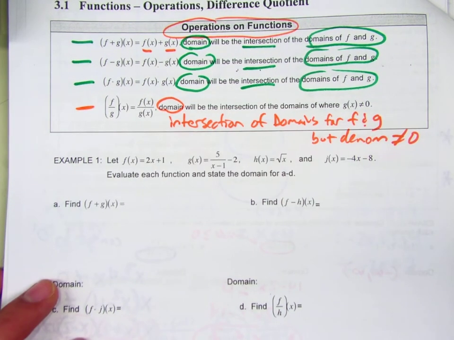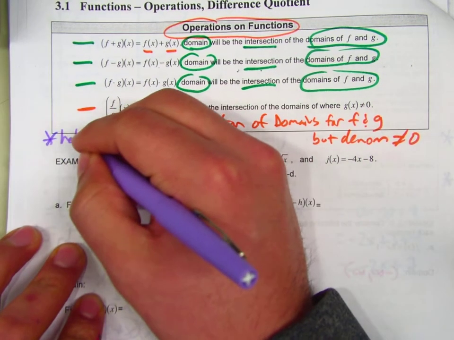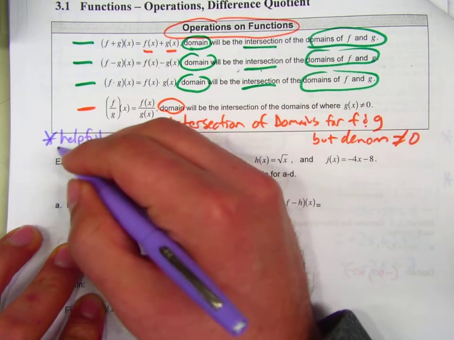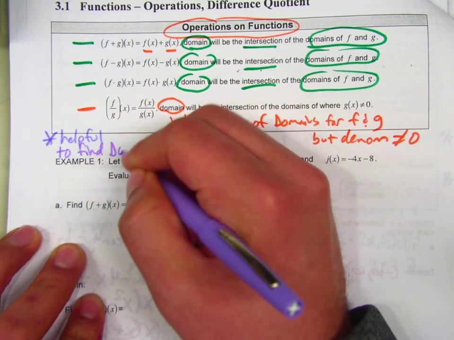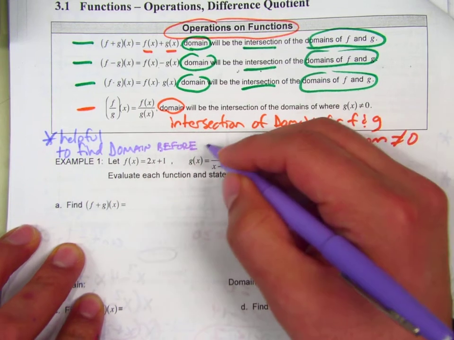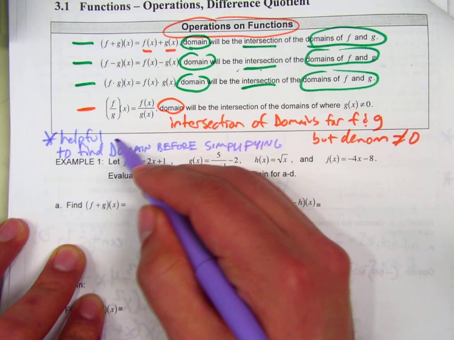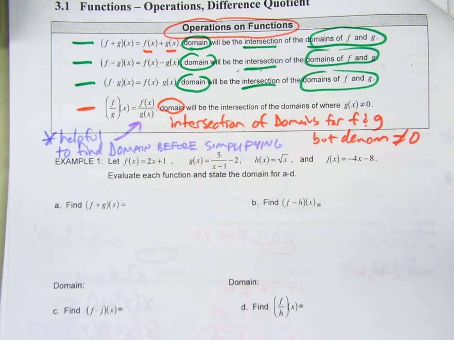Okay? Let's see what else to add. Oh, final thing before we start doing some of these. A lot of times it's helpful for this scenario to find the domain before simplifying whenever you're doing a fraction, okay? Because a lot of times what's going to happen is that that domain or that fraction might end up looking like something else, but you still have to work off the original problem. Okay.